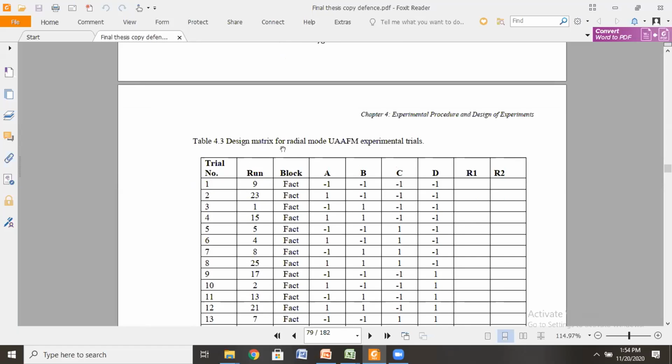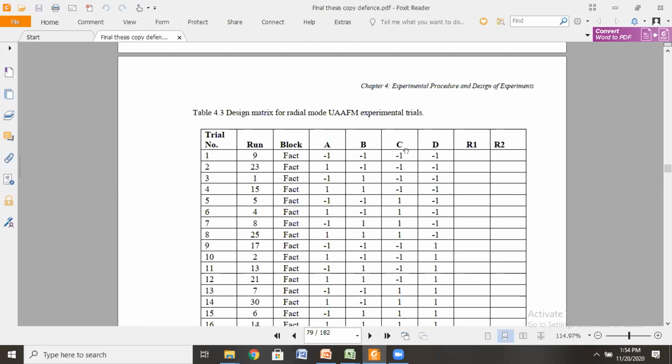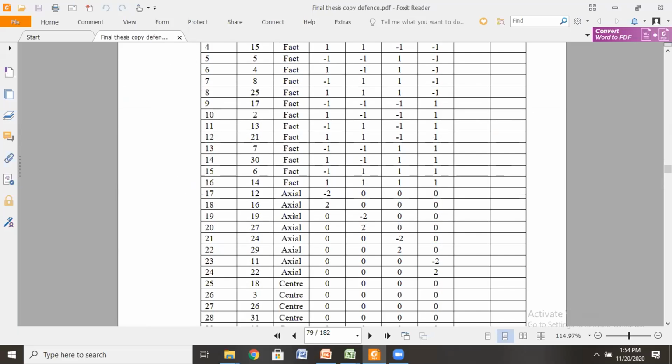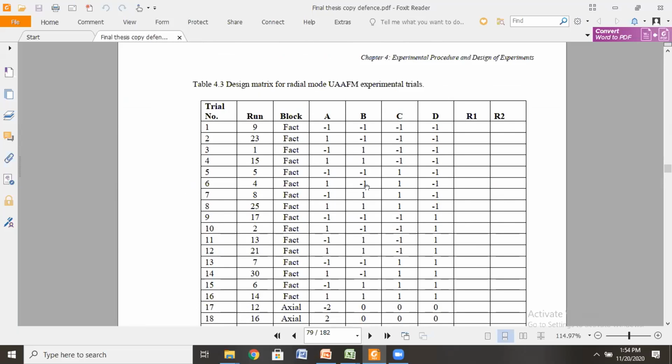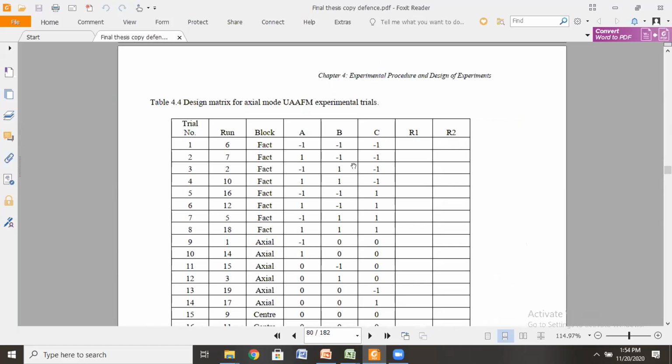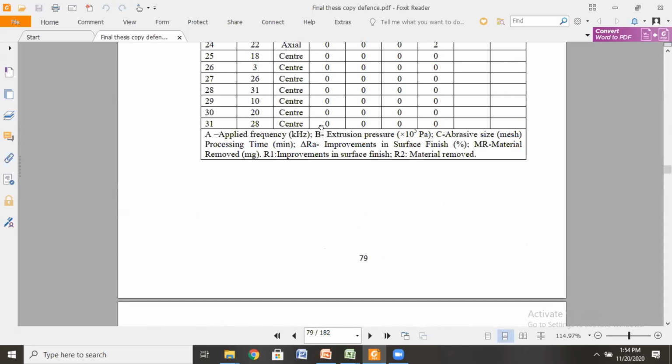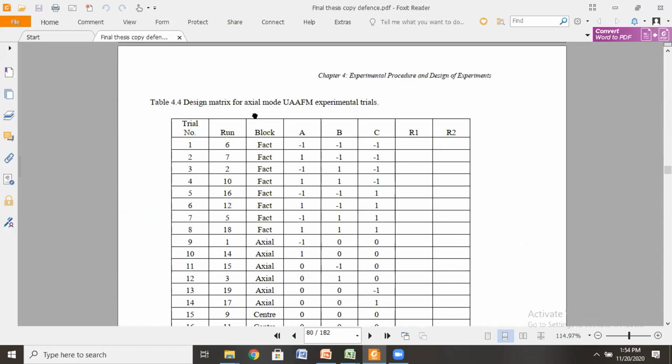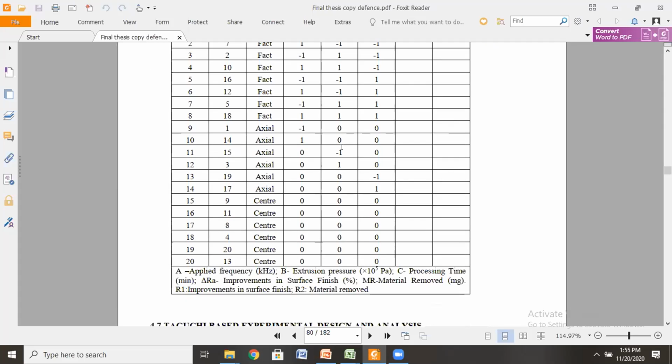So the design matrix for radial mode. While vibrating in the radial mode, this is the design matrix I have taken. I got four factors and four levels, so a total of 31 experiments using CCD design. This is the design table for radial mode, and I also got a design table for axial mode. After conducting the radial mode, I found that a few parameters were not giving much influence, so I neglected them in the axial mode. Here I am getting 20 experiments with 3 levels. So I reduced the number of experiments in the axial mode, based on the result of radial mode.